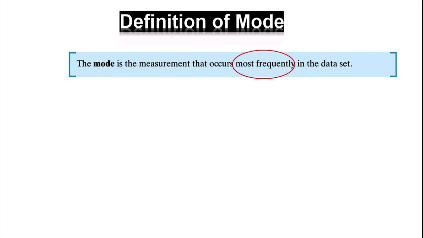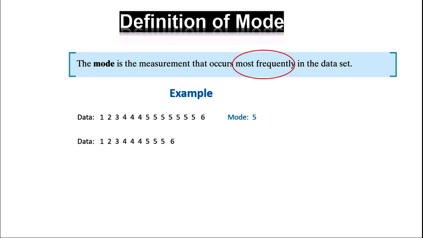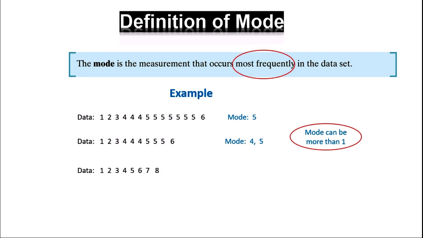A third measure of central tendency is the mode of a set of data. The mode is the measurement that occurs most frequently in the dataset. Here are three examples. In the first dataset, 5 occurs most frequently, so the mode is 5. In the second dataset, both 4 and 5 occur most frequently, 3 times, so the modes are 4 and 5. In the third dataset, all the values occur the same number of times. Then we say there is no mode. So the mode can be more than one number, or there can be no mode.